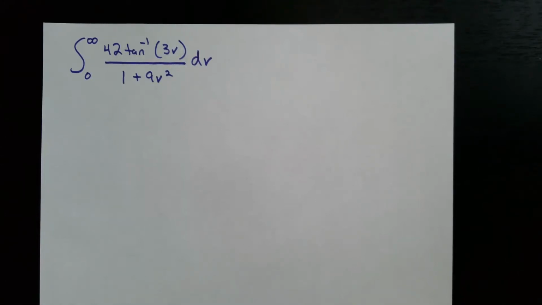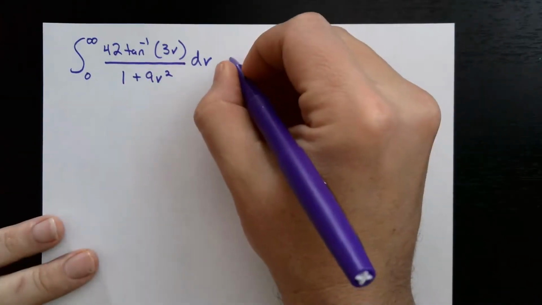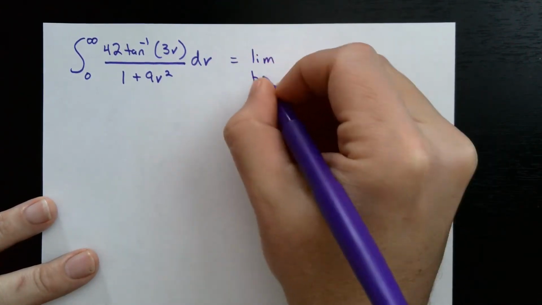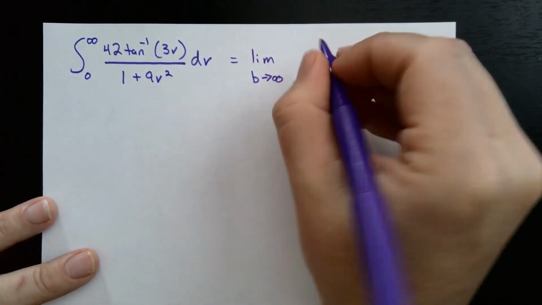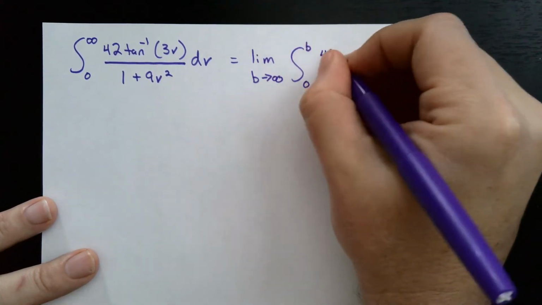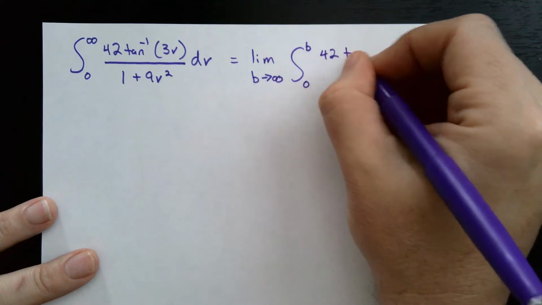Okay, in this problem we have the improper integral from 0 to infinity of 42 times tan inverse of 3v divided by 1 plus 9v squared dv. Okay, so first thing that we should do in this is write it as a proper integral. So let's write it like this: limit as b approaches infinity, 0 to b, and then let's write that stuff on the inside.